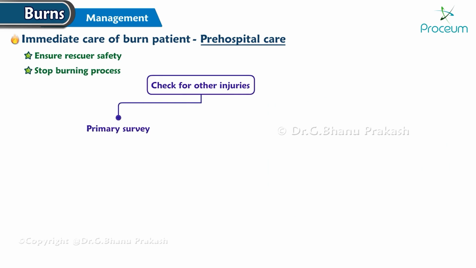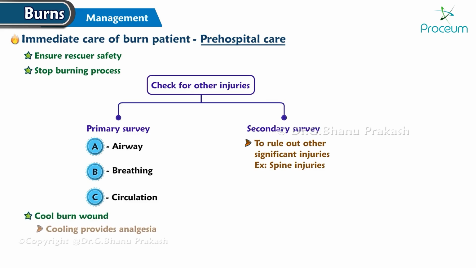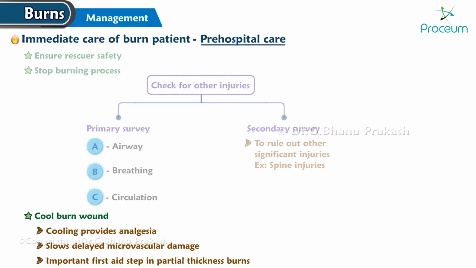Primary survey. Standard ABC: airway, breathing, circulation. Secondary survey, to rule out other significant injuries, for example, spine injuries. Cool the burn wound. Cooling provides analgesia and slows the delayed microvascular damage that can occur after a burn injury. Important first aid step in partial thickness burns.